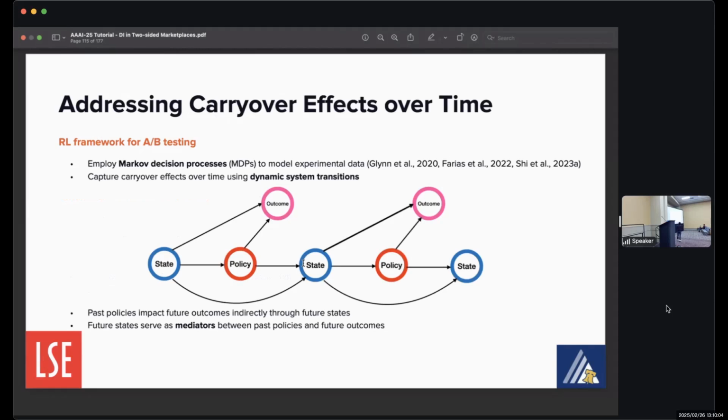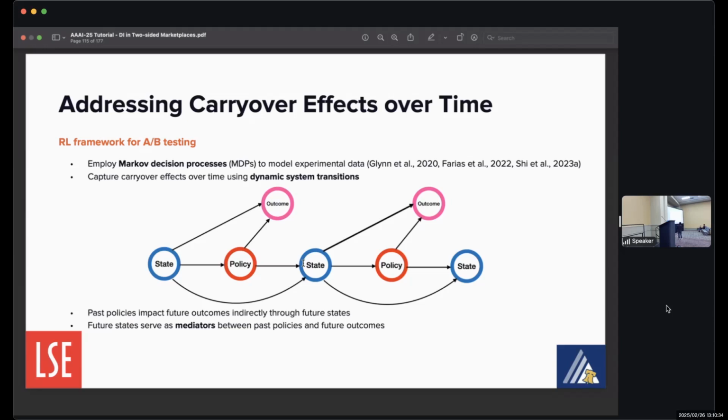But what I do want to highlight here is one of those approaches, which proposes to use reinforcement learning for A/B testing to handle those carryover effects. So in the second part of the tutorial, Tony has mentioned how to apply reinforcement learning for policy optimization to compute the optimal policy. And here, what I want to argue is that reinforcement learning is not only suitable for policy optimization, but it is suitable for policy evaluation as well.